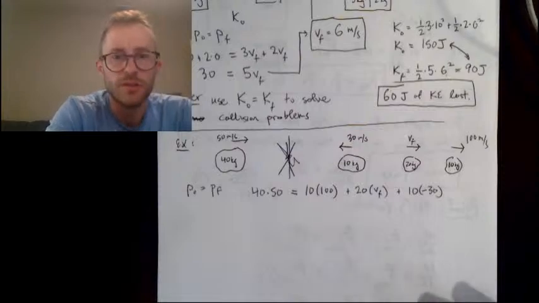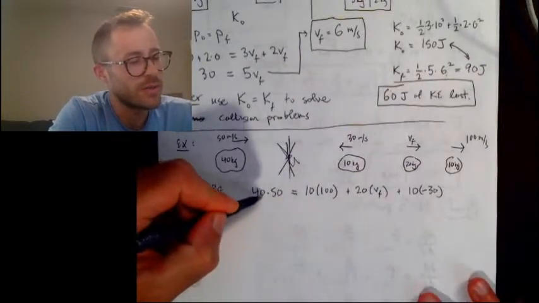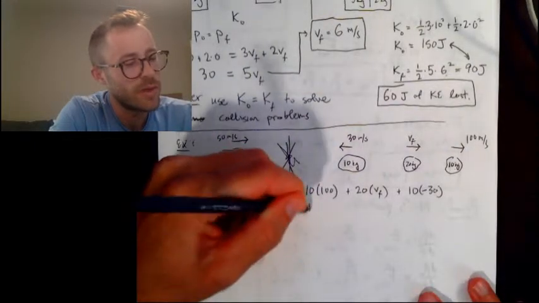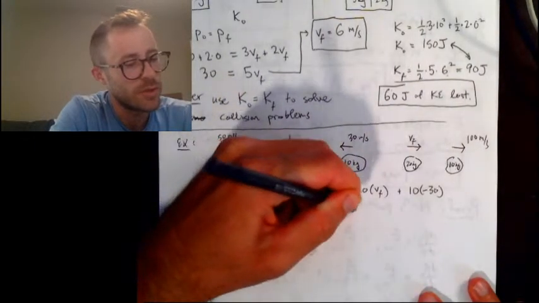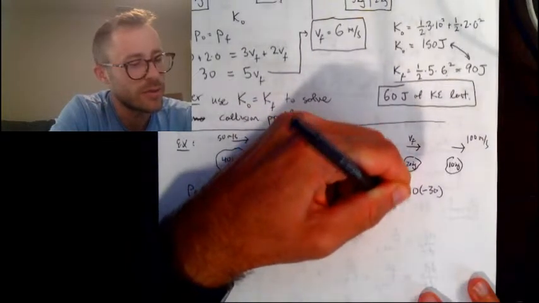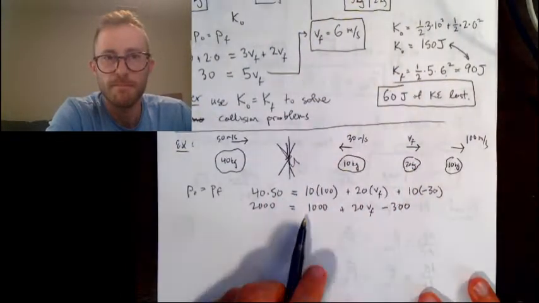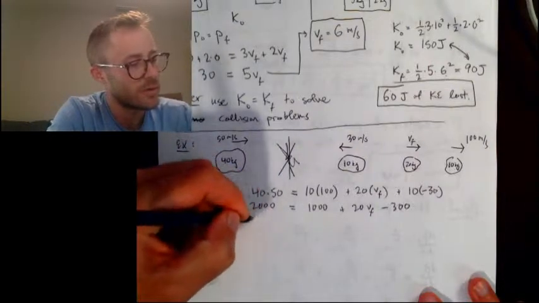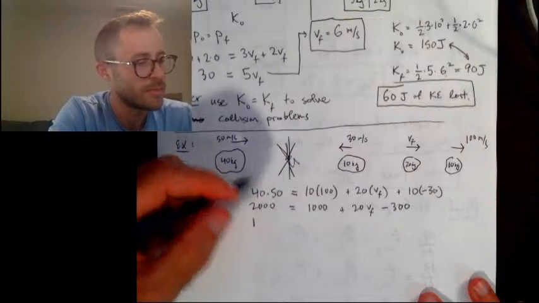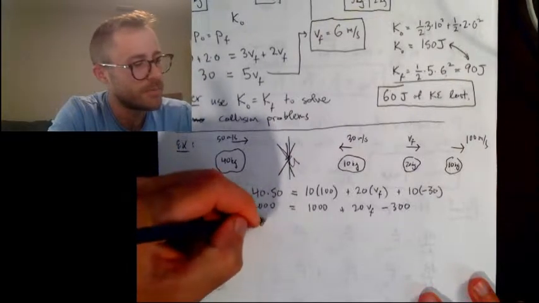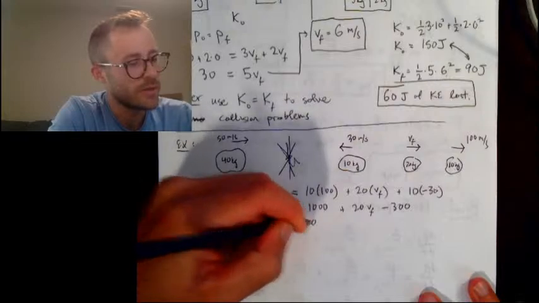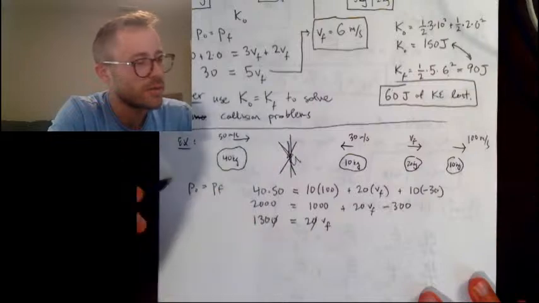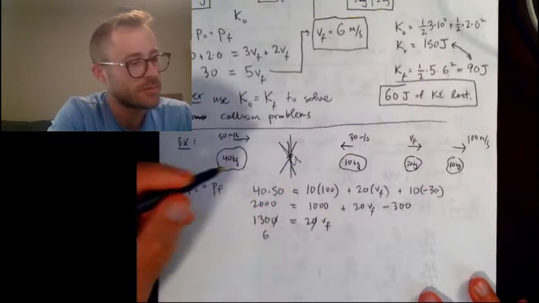So we can use this equation to solve for the final velocity. We have 2,000 equals 1,000 plus 20 V final minus 300. That says that 1,300 equals 20 V final. Dividing by 20, we get 65 meters per second.